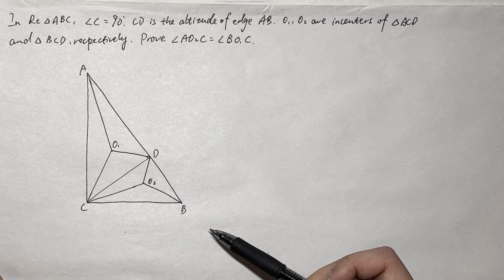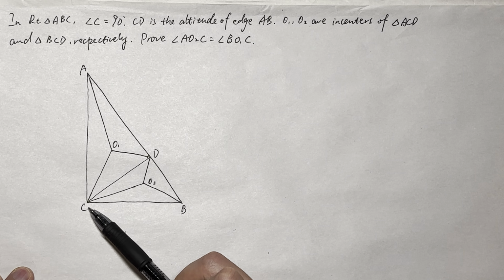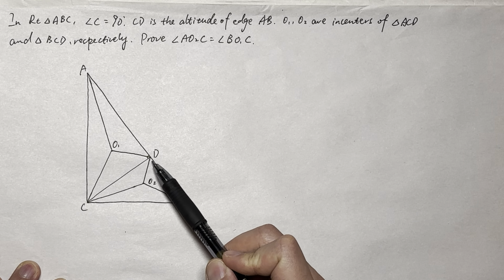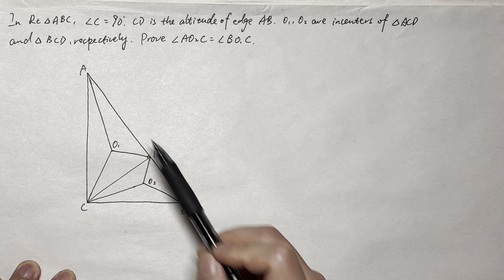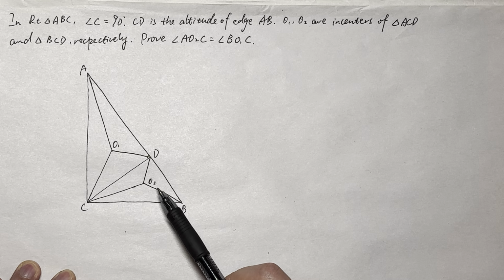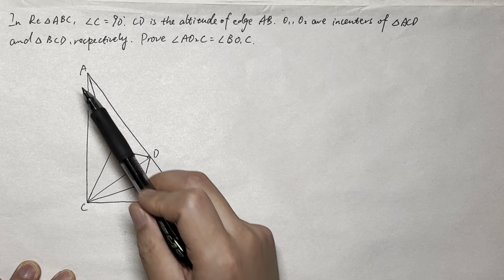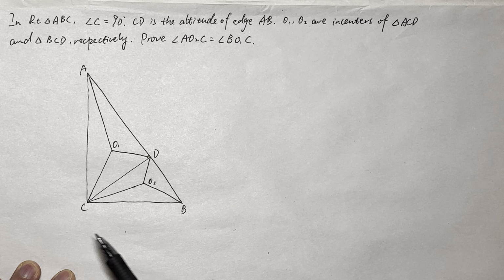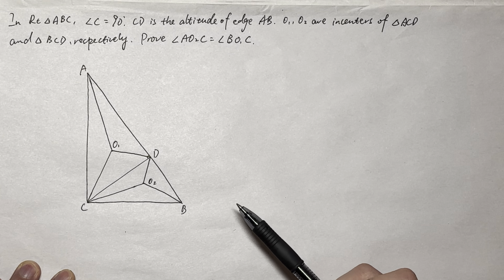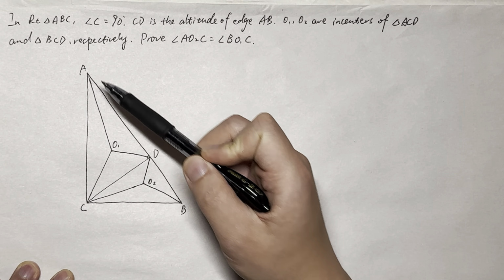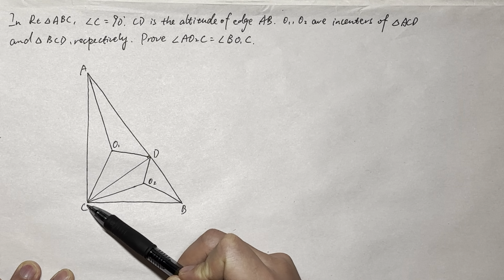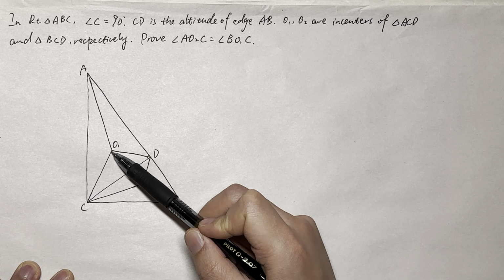Here is the problem. In right triangle ABC, angle C is 90 degrees. CD is the altitude to edge AB. O1, O2 are incenters of triangle ACD and triangle BCD respectively. Prove that angle AO2C equals angle BO1C.